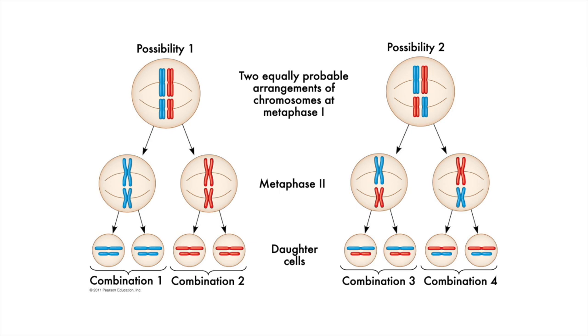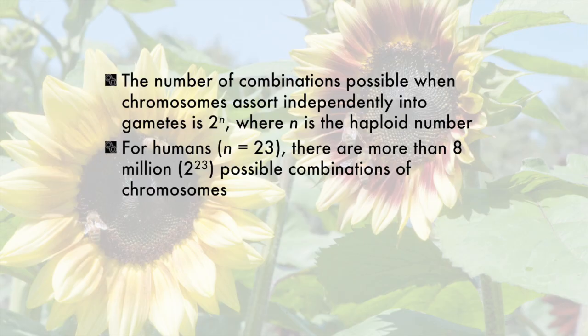At each homolog, the direction the maternal chromosome will go, left or right, is essentially a coin flip, 50-50. So the number of possible combinations of chromosomal assortment are 2 to the n power, where n is the haploid number, or as many possible outcomes as flipping a coin n times. In humans, with a haploid number of 23, the number of possible combinations of chromosomes sorting moms and dads is 2 to the 23rd power, over 8 million different ways. Again, that's without considering crossing over.